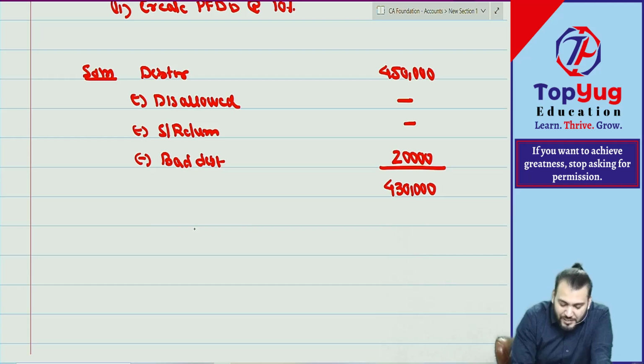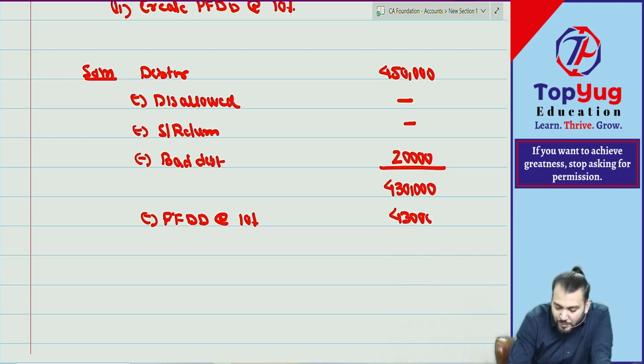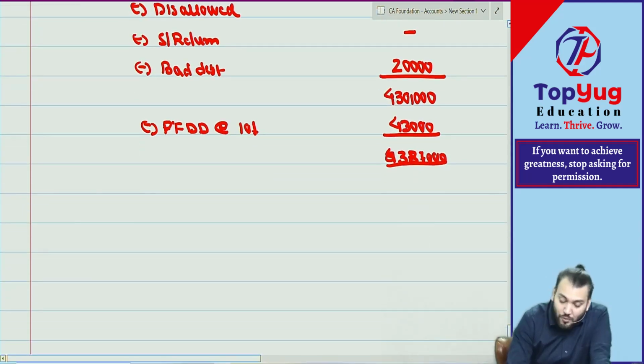Now, minus what? Provision for doubtful debt. At what rate? 10%. How much? I have not given it, so ignore it. How much? 3,87,000. This will come in the balance sheet. Okay. How much will come in the P&L?